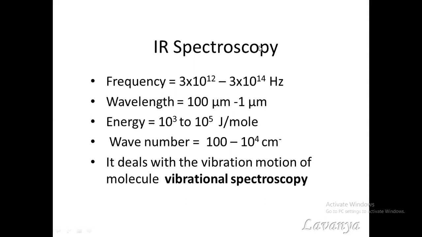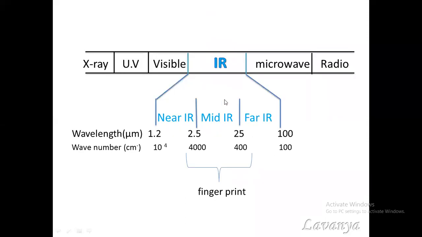And the frequency ranges from 3 × 10^12 to 3 × 10^14 hertz, and the wavelength is 100 micrometers to 1 micrometer, and the wave number varies from 100 to 10^4 cm^-1. And this lies in between visible and microwave radiation. Generally IR radiation is divided into three regions: near IR, mid IR and far IR. Specifically, the mid-IR region is used to identify the functional groups.